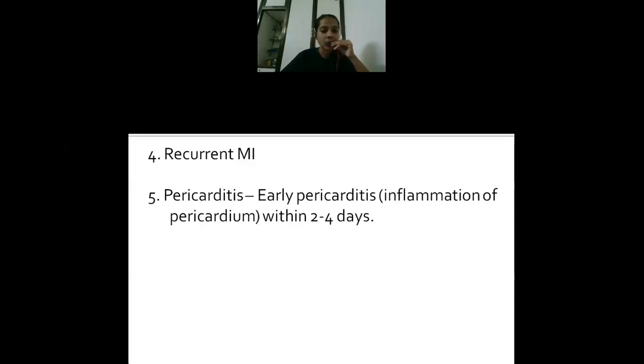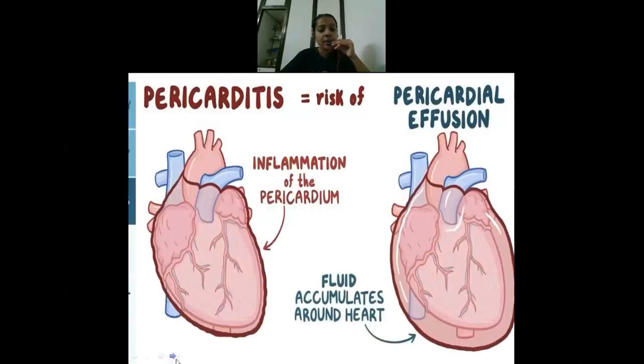Next most important complication is pericarditis, that is inflammation of the pericardium. Pericarditis occurs within 2 to 4 days of MI. It is called early pericarditis. Pericardial effusion means what? Fluid accumulates around the heart in the pericardial sac. That is called pericardial effusion or cardiac tamponade.